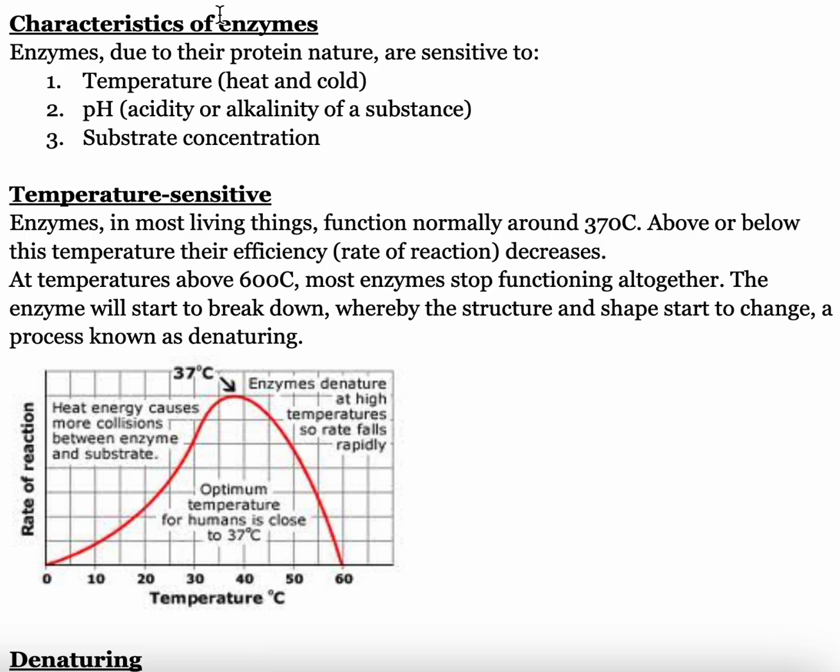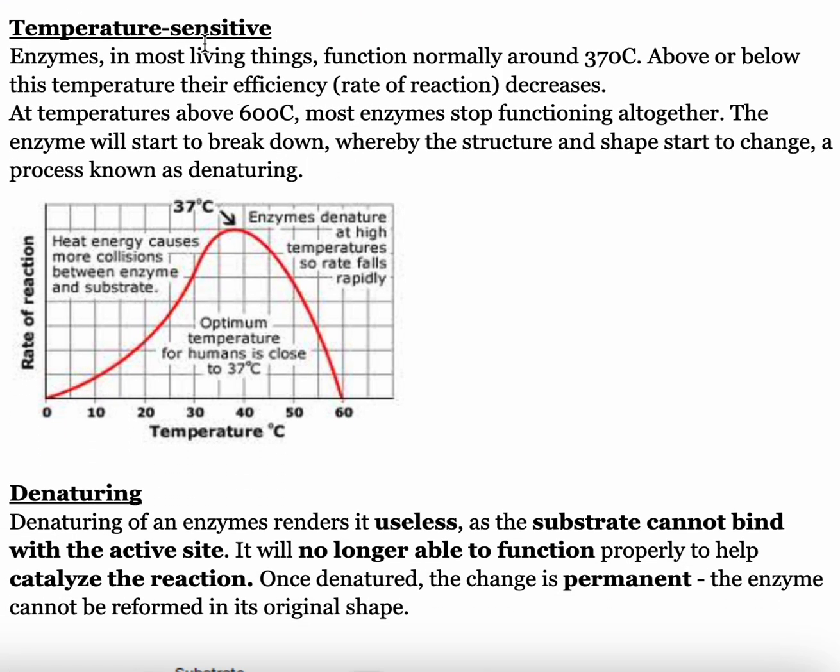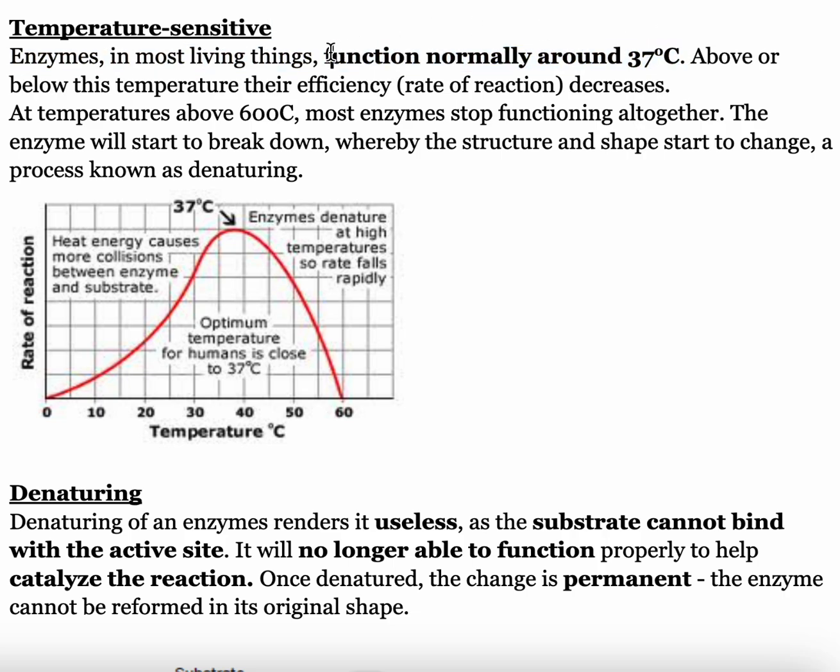Characteristics of enzymes. Due to their protein nature, enzymes are sensitive to temperature, pH, and substrate concentration. They are temperature sensitive. They function normally around 37 degrees, which is around body temperature. Anything above or below this temperature, their efficiency decreases.